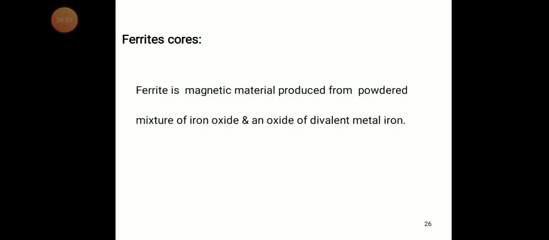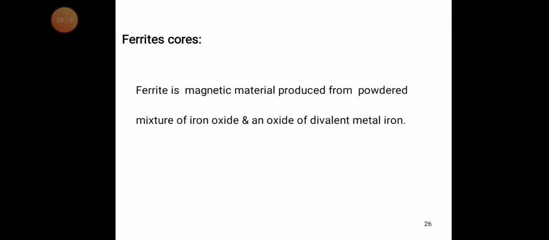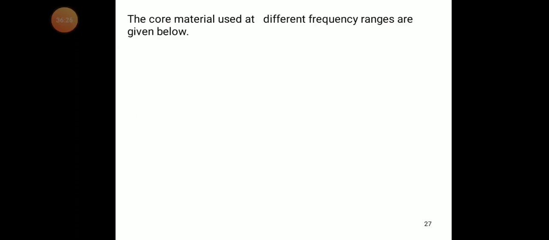Another one is the ferrite cores. Ferrite core is a magnetic material produced from a powdered mixture of iron oxide and an oxide of a divalent metal iron. Iron oxide and the metal iron, these two in combination are called ferrite cores. Depending on our application, we may use different types of cores.